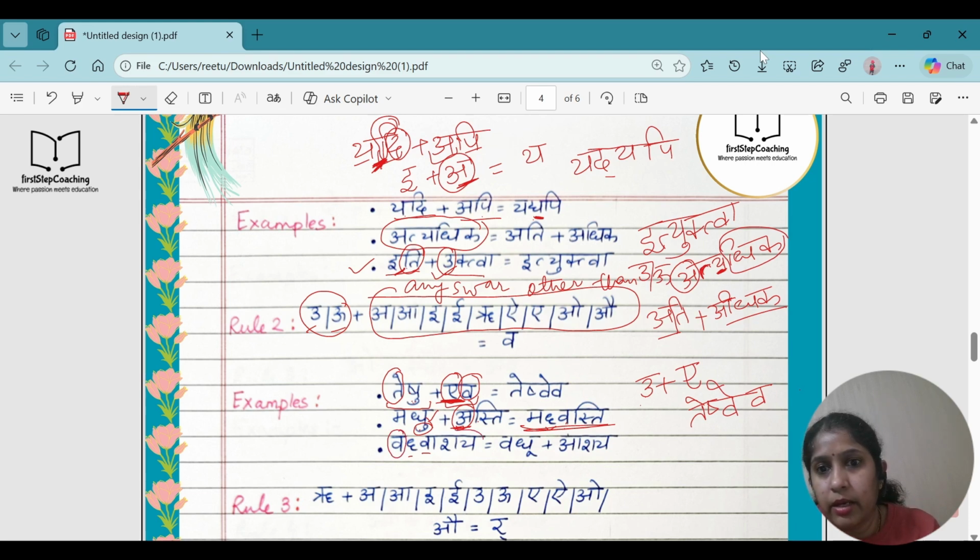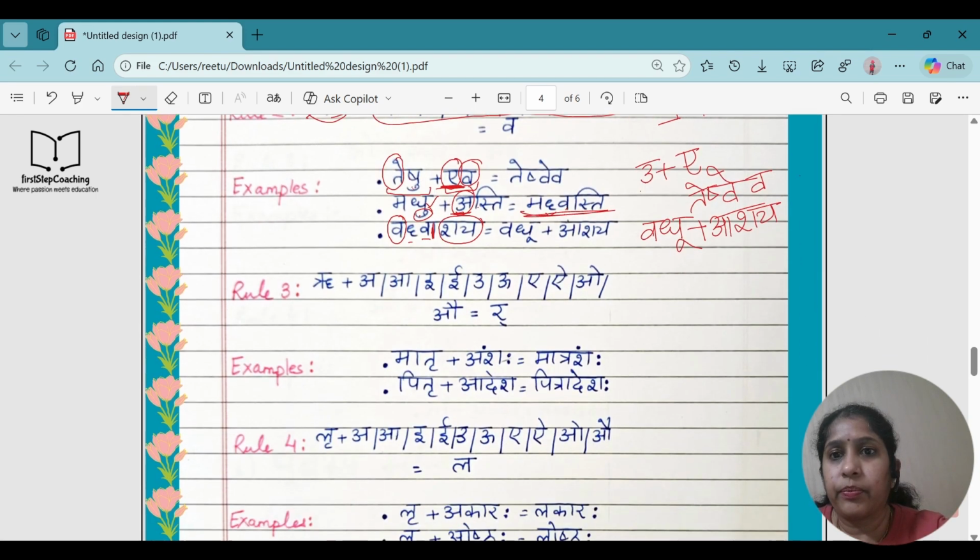This one and this one, no change, right? Let's do this. Shyaha. Whatever matra va is having here, a ki matra, so that will be the swar of the second word. Over. Now in the first word, whatever letter is there before va, make it full, and you have to put a u ki matra, right? So in vadhu we put badi u ki matra, so it became vadhu plus ashya. Correct? I hope you understood this.